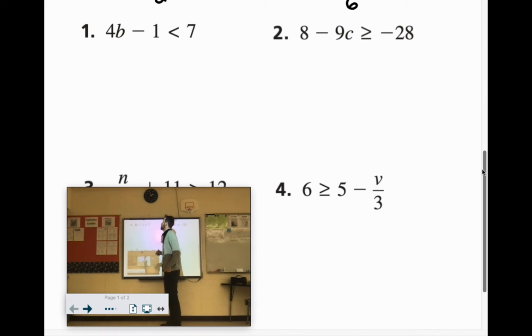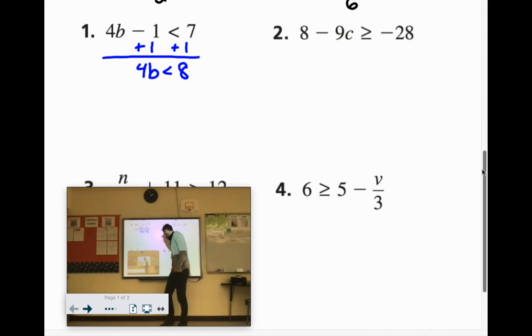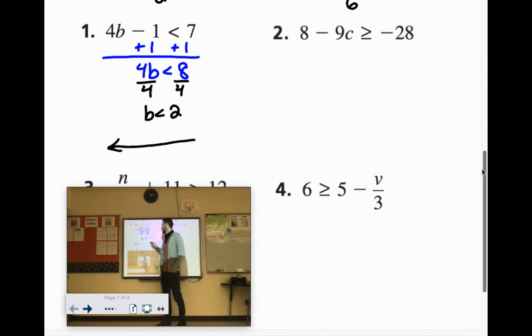So 4b minus 1 is less than 7. We're going to add the 1. 4b is less than 8. Well, we got to get rid of that 4 by dividing it out. And it's positive, so we don't need to reverse any signs. B is less than 2.